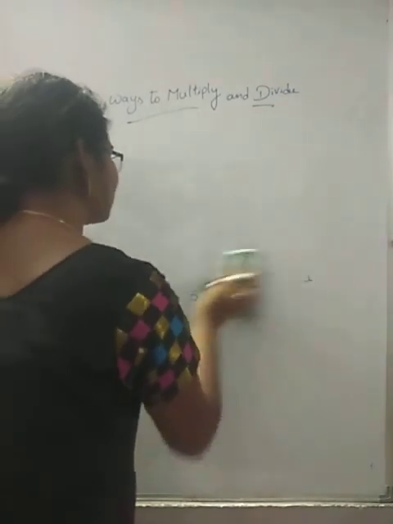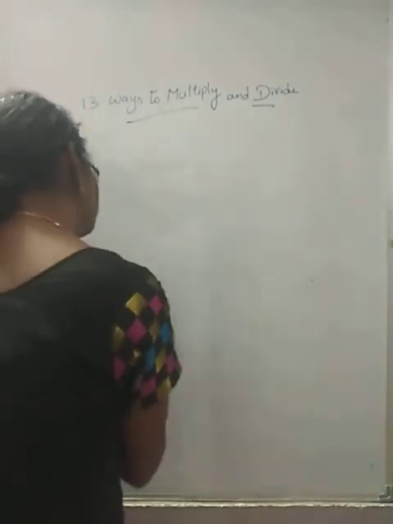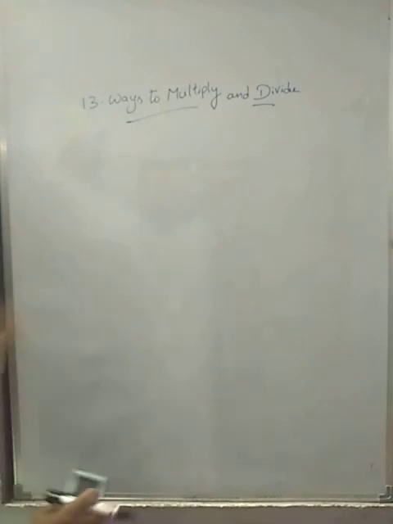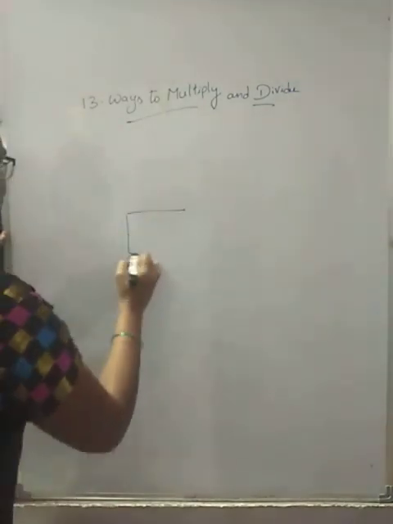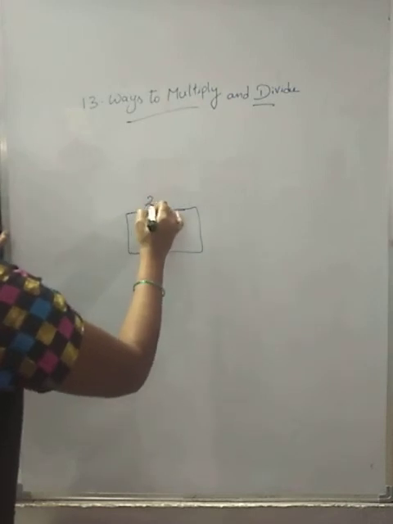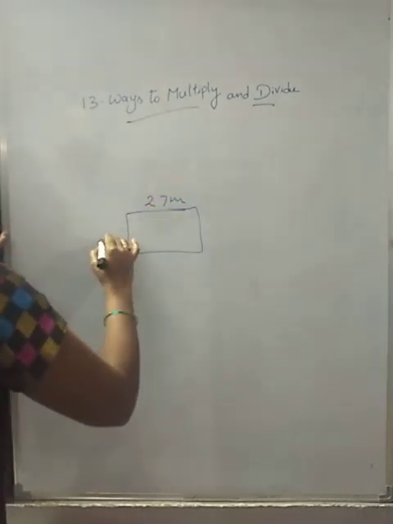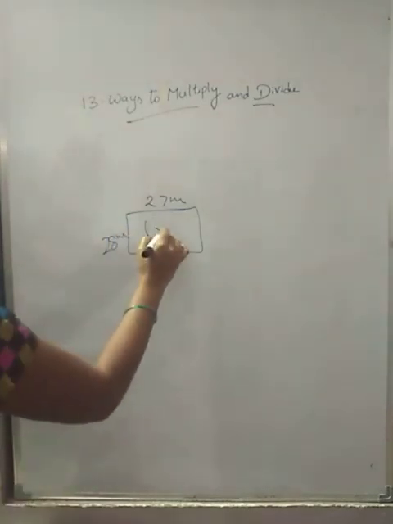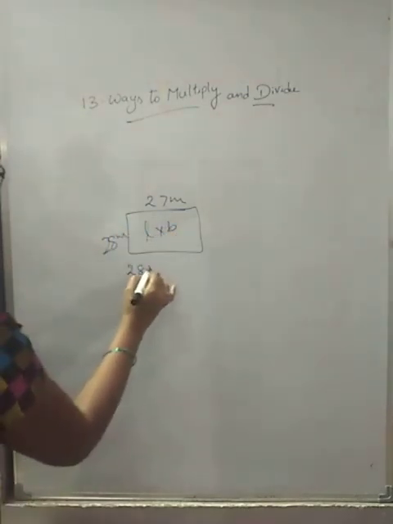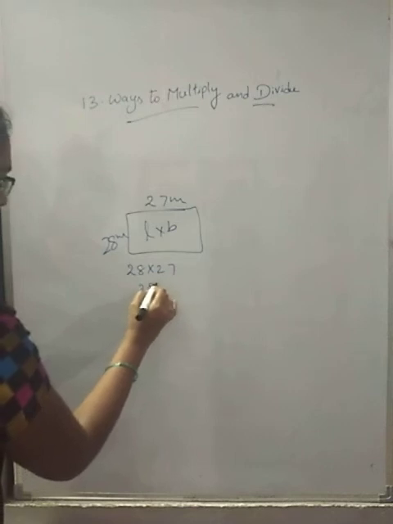Next, talking about 3 fields. For those fields, we should find the area. Here, one place is there, 27 meters and 28 meters. Area of a rectangle. The formula for area of a rectangle is length into breadth. Here 28 into 27. Do the multiplication here.